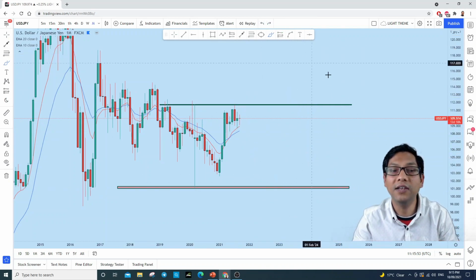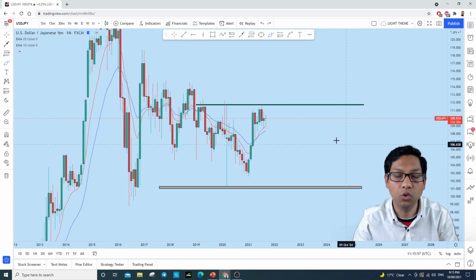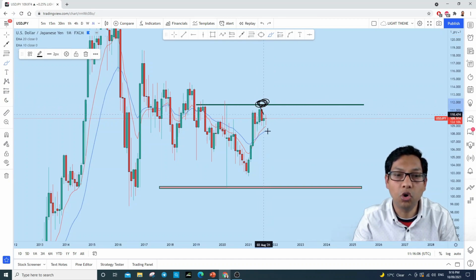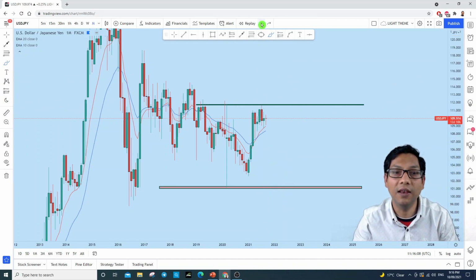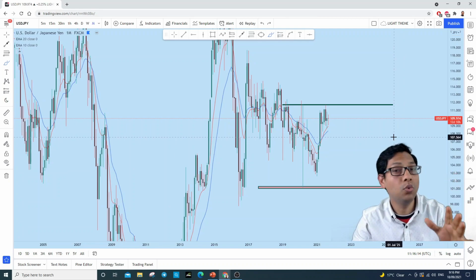So we might see a long movement between this zone. At this point, three months earlier the price came here and rejected from this strong level of resistance, and now we are seeing that it is creating a reversal pattern. So on the monthly, we are bearish.